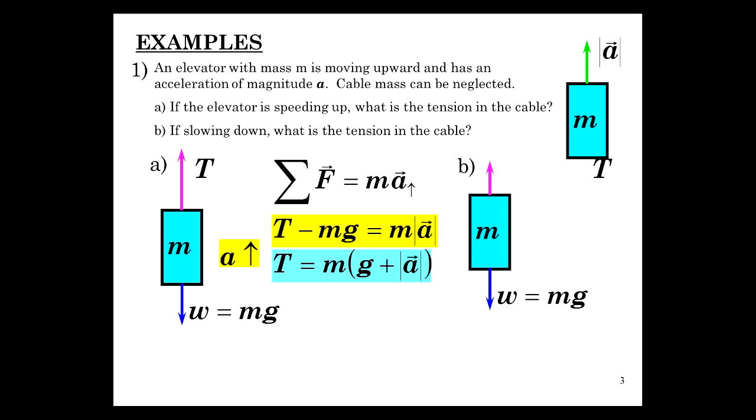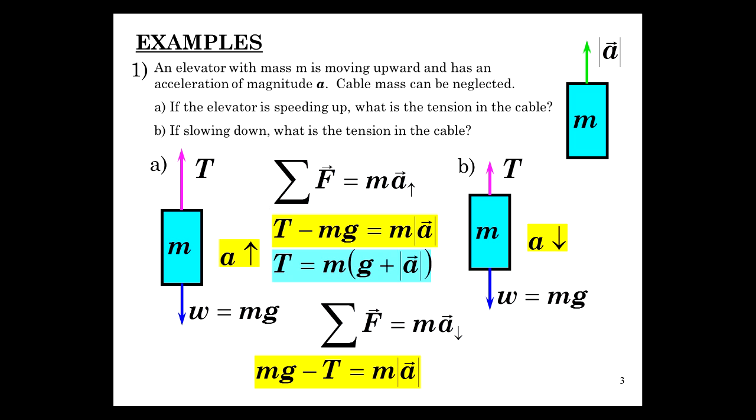Now when we're slowing down, the free body diagram looks similar. The weight is exactly the same, but the tension is less. In fact, less than the weight. Acceleration is down. This time, when we write sum of F as ma, we start with the largest force, which is mg, subtract off the tension, and that gives us ma, and here's our result. Simple as that.